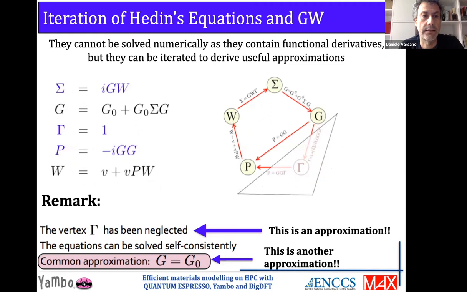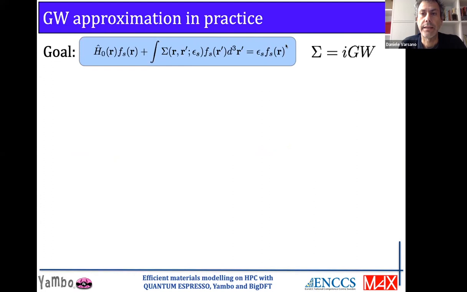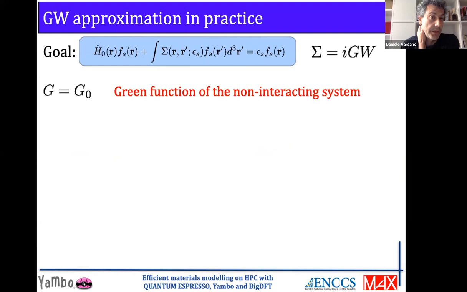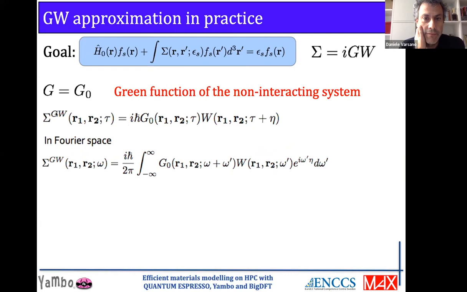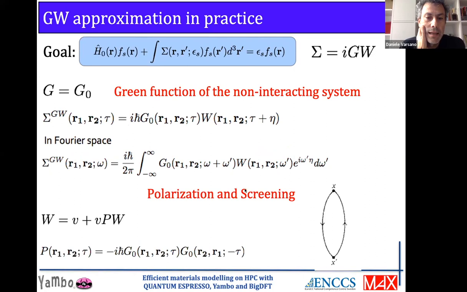So the goal now is to calculate this, to resolve this quasi-particle equation. We consider G as G naught, and here we have the expression for the self-energy in the GW approximation, here the expression in Fourier space. For the polarization and the screening, we have to solve this Dyson equation, where P, the polarization, is given by G naught, G naught. So we have made this huge approximation to consider the non-interacting system. So this is the propagation of an electron and a hole.